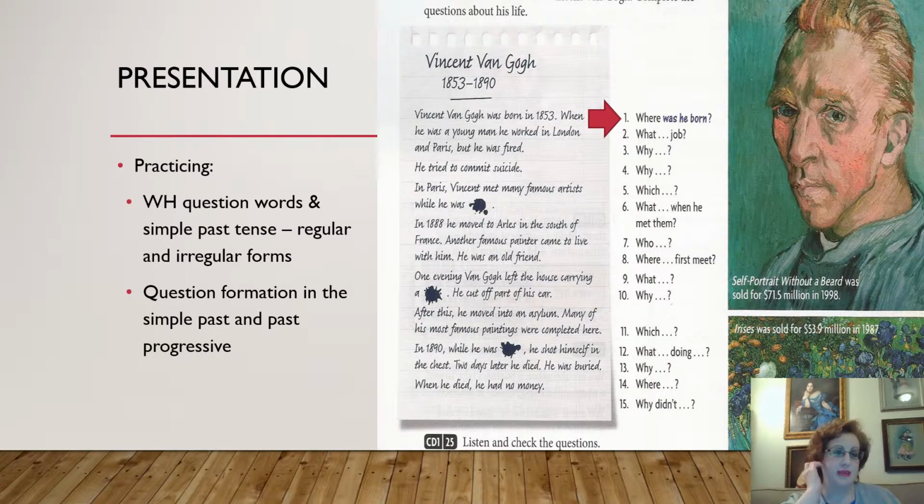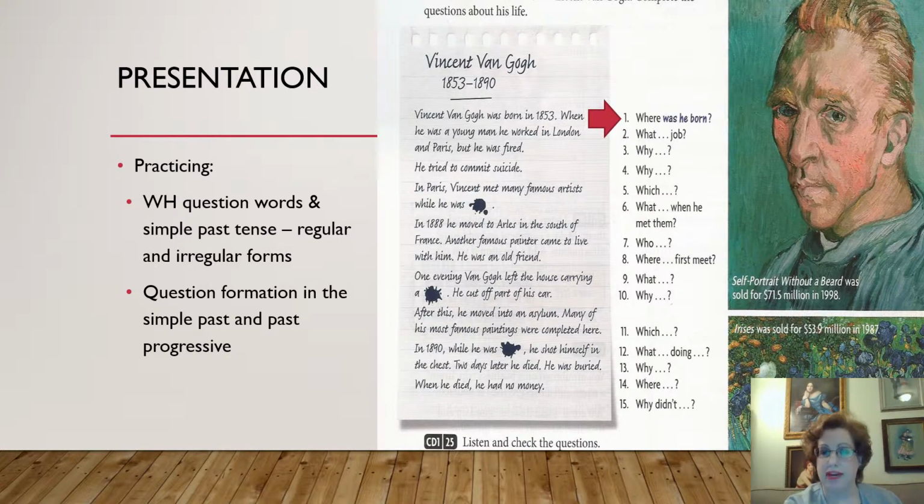Let's begin. We have a text here, but we notice that there's also some missing information. Instruct the students to focus on question formation on the right-hand side. We have here a list of 15 questions, and we need to finish these questions. Let's begin. Vincent van Gogh was born in 1853. When he was a young man, he worked in London and Paris, but he was fired.